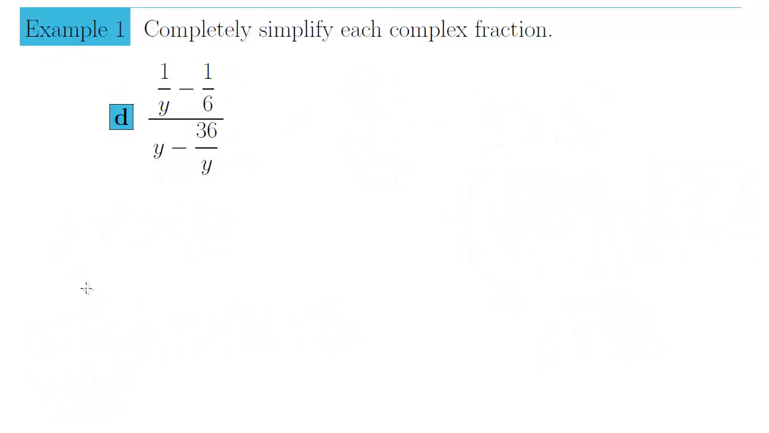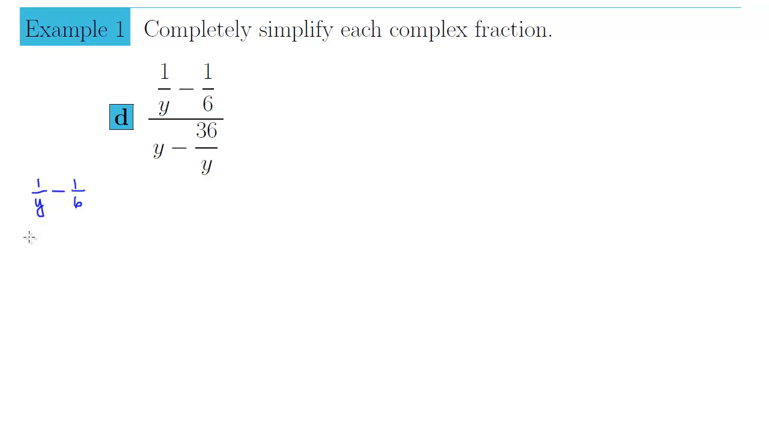This brings us to our last example. Simplify the complex fraction. Example 1D, 1 over y minus 1/6 divided by y minus 36 over y. In this complex fraction, both our numerator and denominators need to be simplified first before we can divide. So we want to combine 1 over y and 1/6. We have 1 over y minus 1/6.